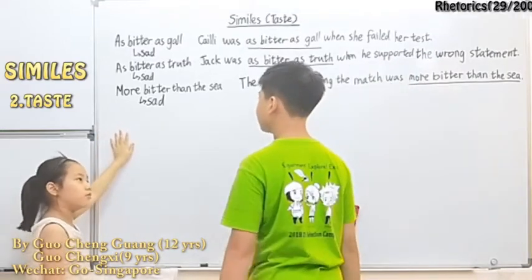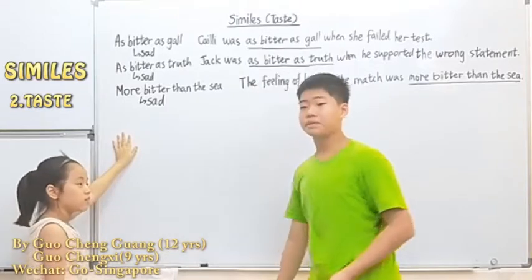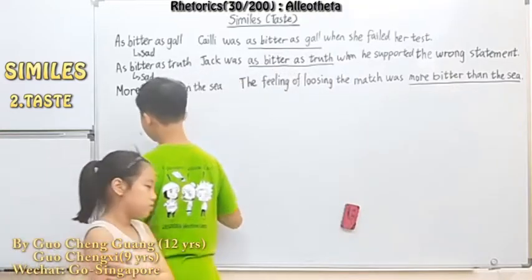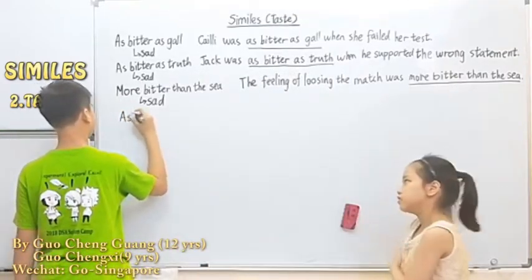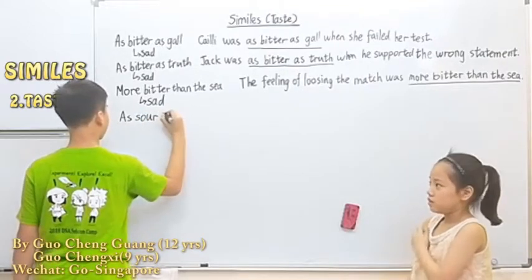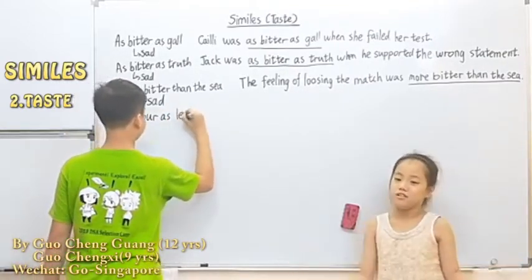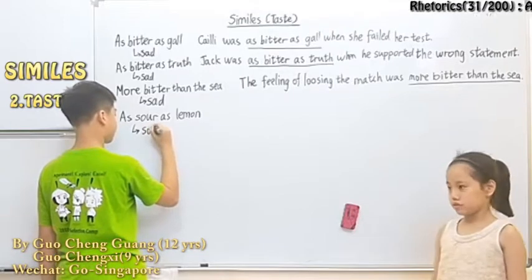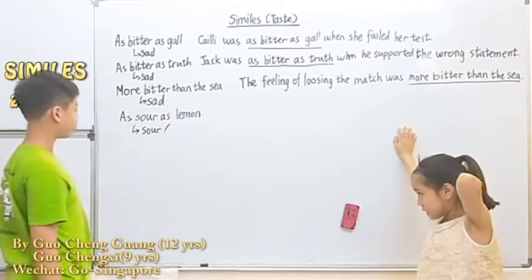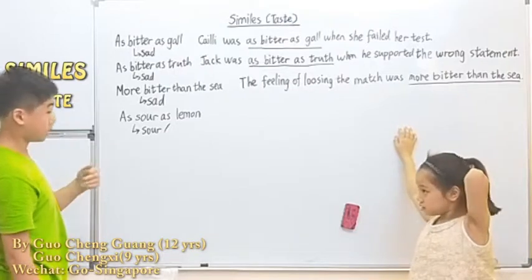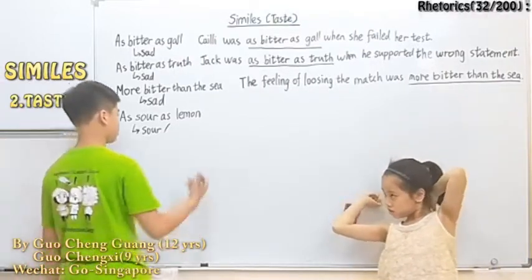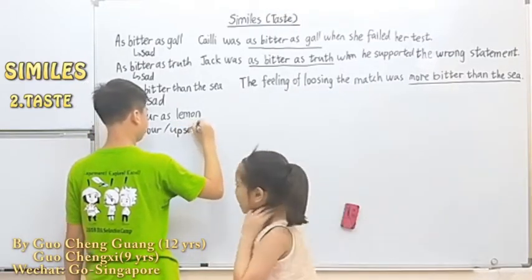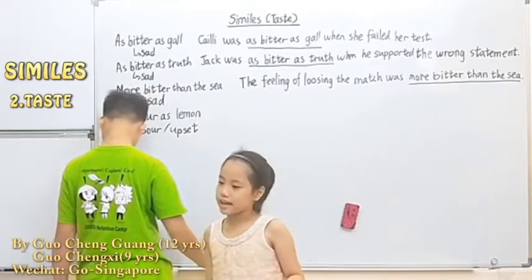Okay, so after bitter, how about sour? As sour as lemon. It just means sour. It can be, as you said, sour, or sad. If you say someone feels as sour as lemons, it can mean they're unhappy or just upset, because it might not really be sad, you know?